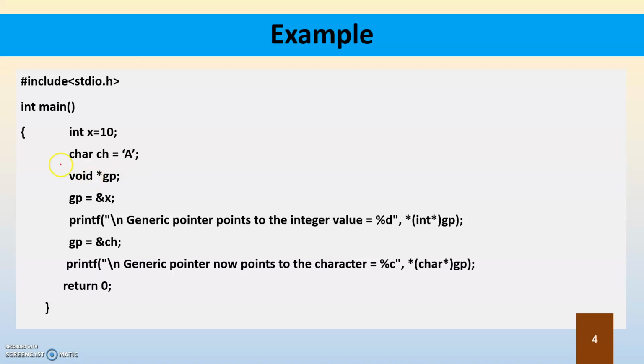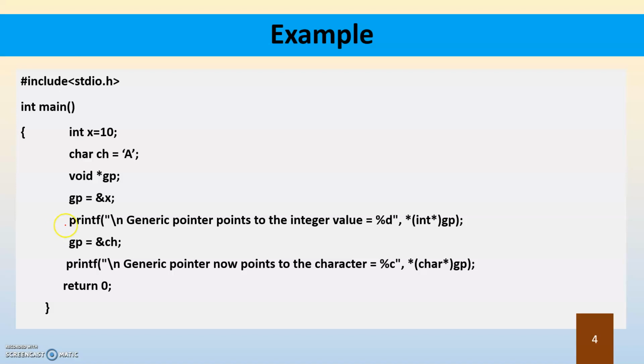Right. Next, we declare a generic pointer variable gp, whose data type is void, which was discussed in the earlier slide. Now, we assign the generic pointer the address of x. Now the pointer gp is pointing at the address of x, which is of integer data type. Also, we know that the integer data type takes 2 bytes of memory in RAM.